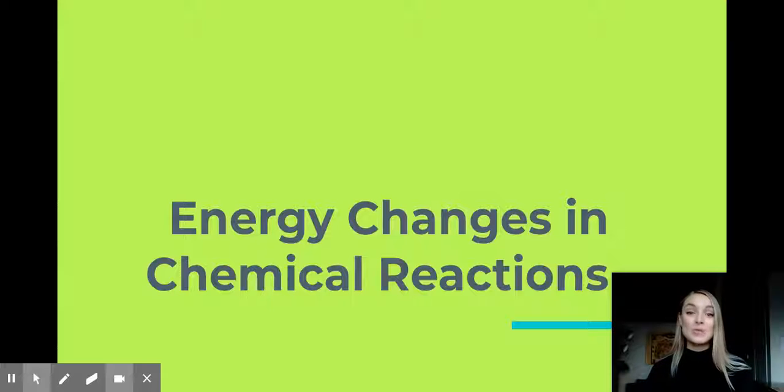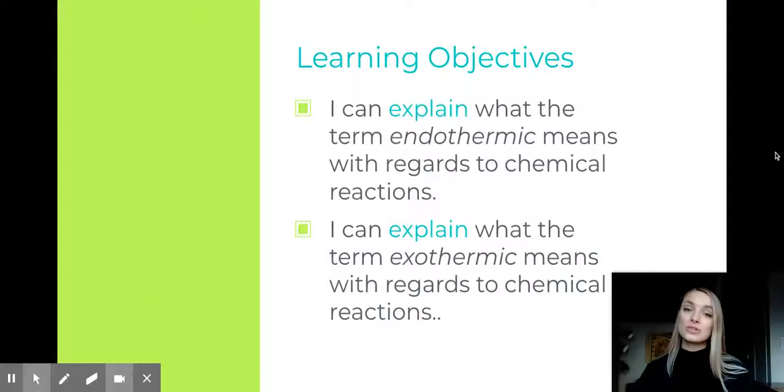Right, today we're going to be talking about energy changes in chemical reactions. And our learning objectives are, I can explain what the term endothermic means with regards to chemical reactions. And I can explain what the term exothermic means with regards to chemical reactions.